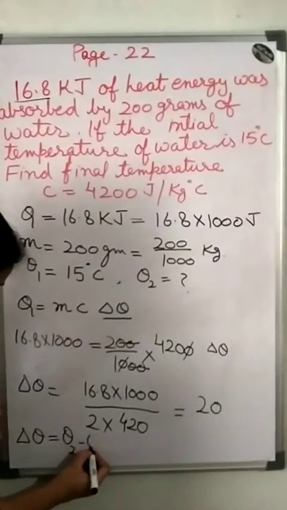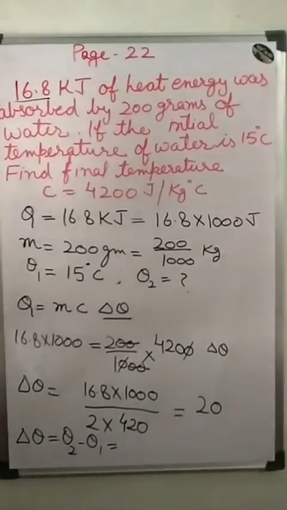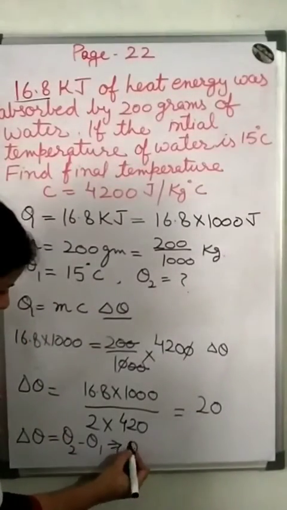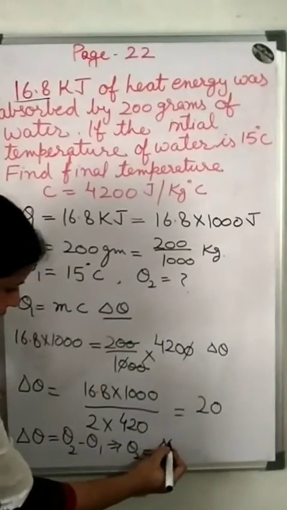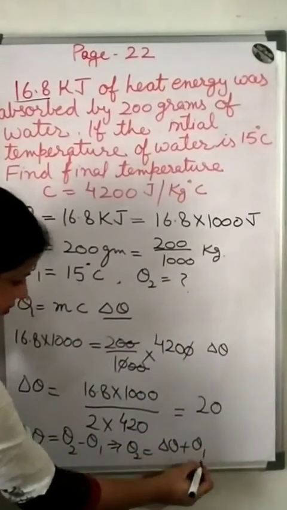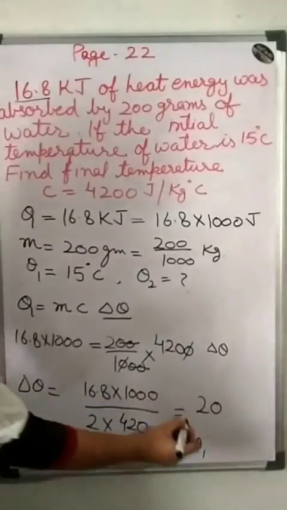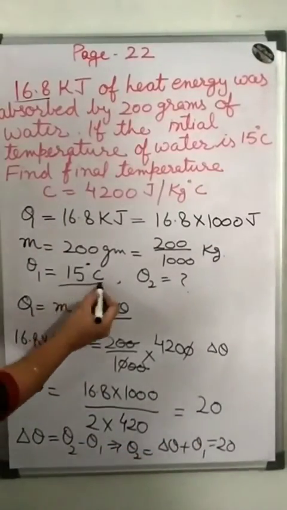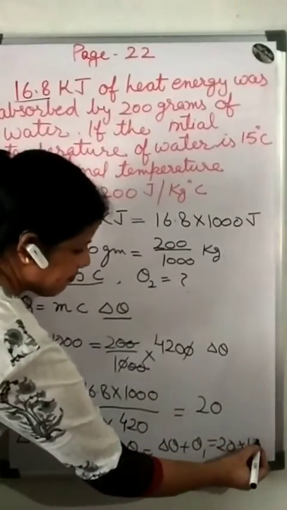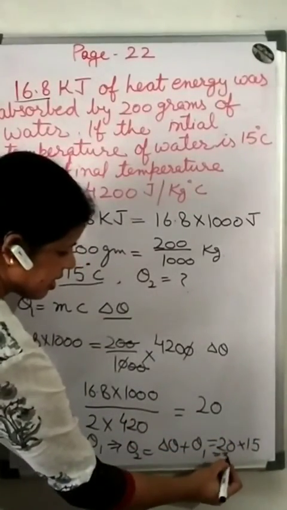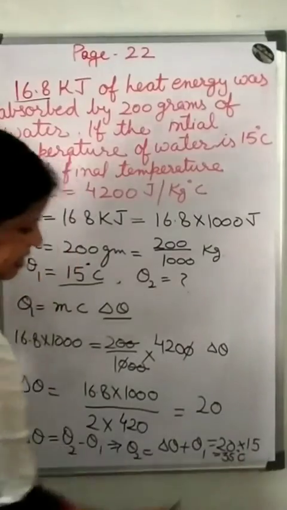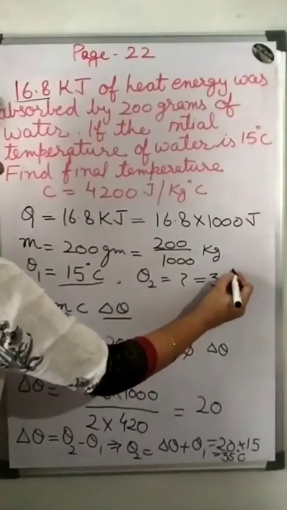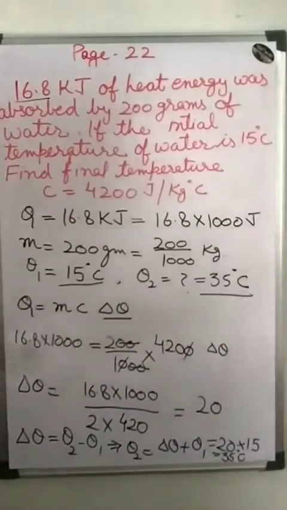Delta theta is equivalent to theta 2 minus theta 1, and the value of theta 2 we have to calculate. So from here you calculate value of theta 2. So theta 2 is equivalent to delta theta plus theta 1, and delta theta is equivalent to 20 degrees Celsius and theta 1 is 15. So 20 plus 15 is equivalent to 35 degrees Celsius. Okay, so this is the answer.